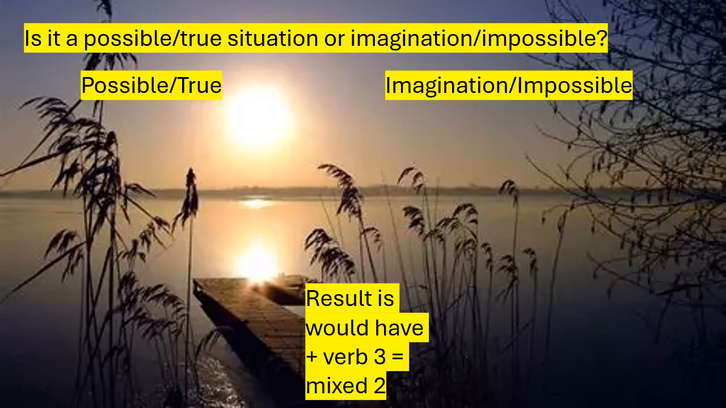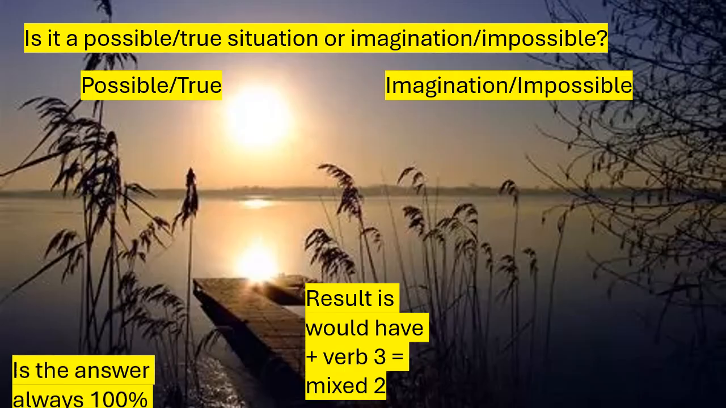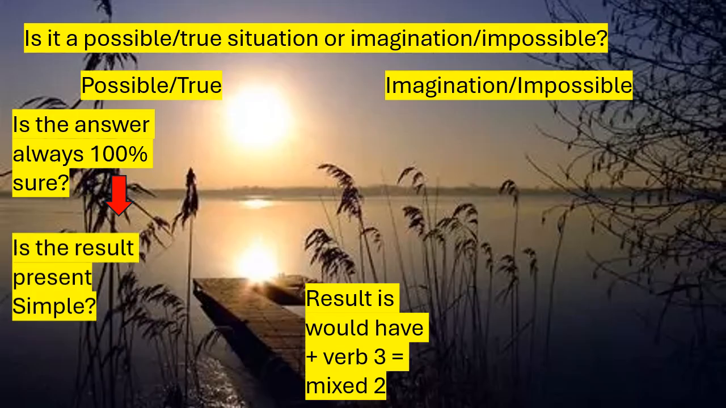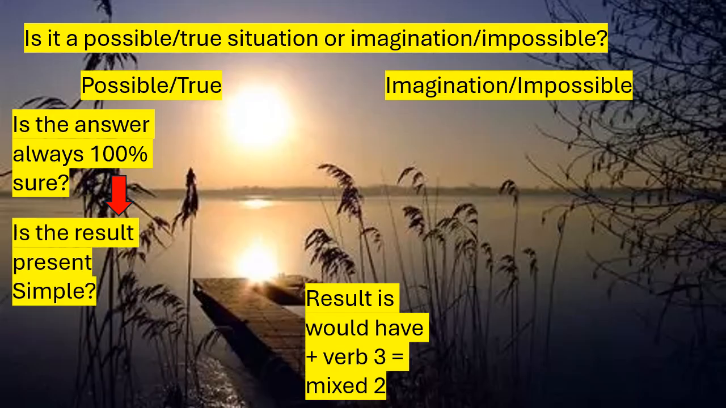Now we're going to follow the left-hand side. So if it's possible and true, and then if the answer is always 100% sure, and then if the result is present simple, we can say that will be zero conditional.